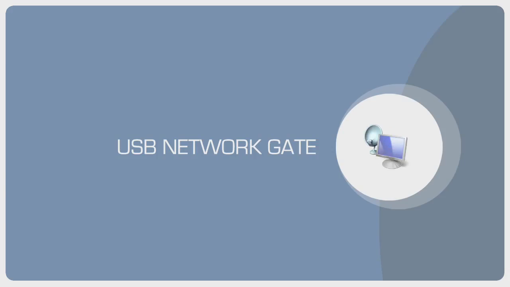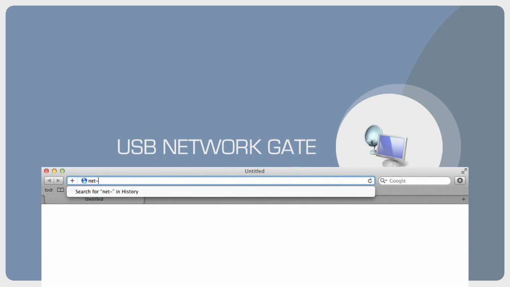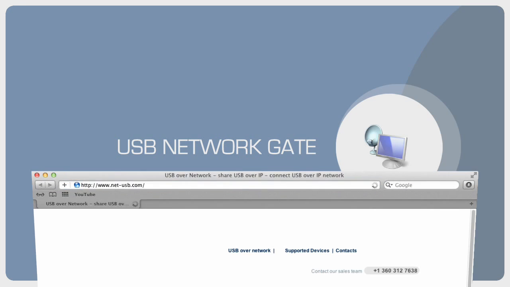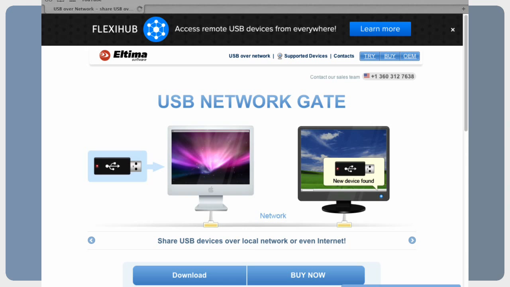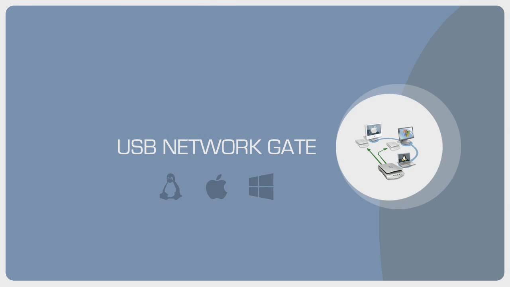To install USB Network Gate, go to the net-usb.com and download the demo version. Please note, as USB Network Gate supports Linux and Mac OS as well as Windows OS, you can easily connect USB device shared on Windows computer from Linux or Mac One or vice versa.